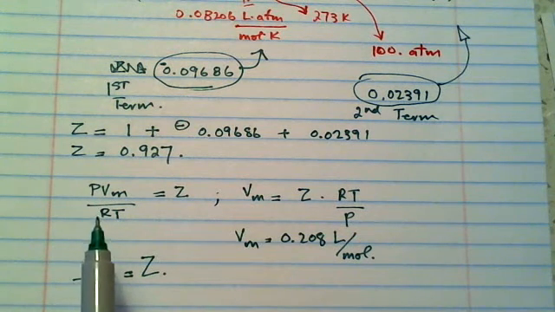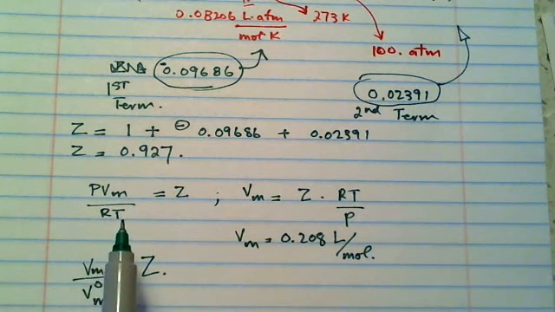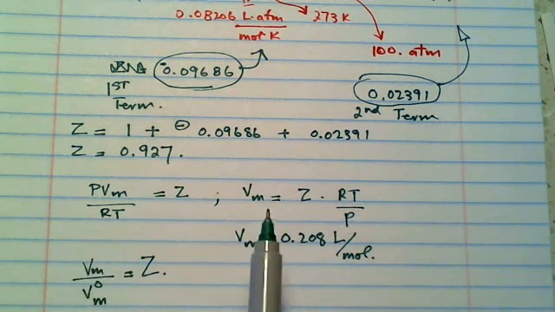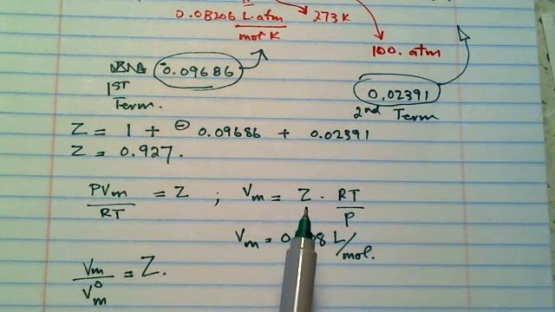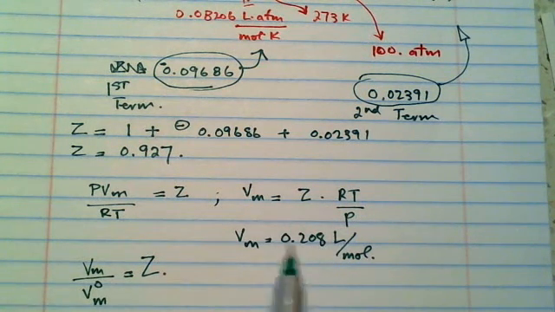Again, my pressure is 100 atmosphere. The R is given always on a test or quiz or exam situation, 0.08206 liter atmosphere per mole Kelvin, and my temperature is 273 Kelvin. My only unknown is VM. I've rearranged it here. Z times RT over P. And so don't do this again. I'm showing you the short form.